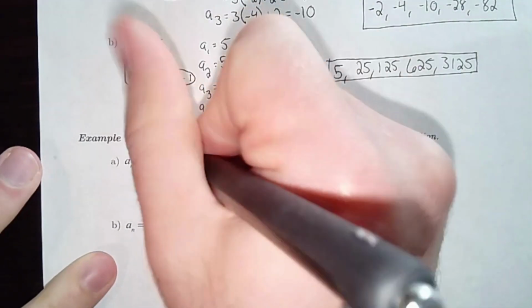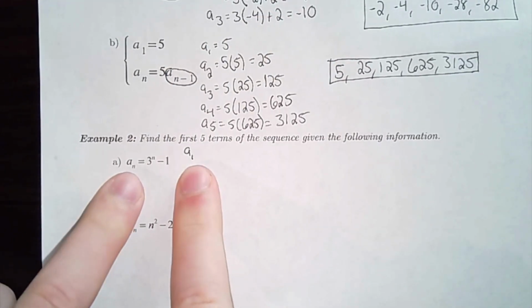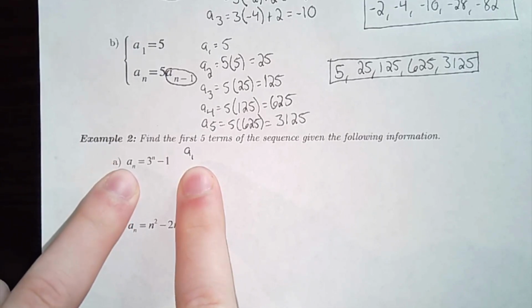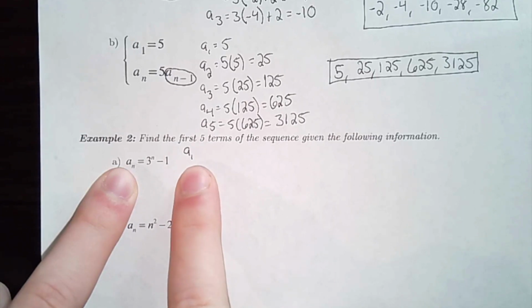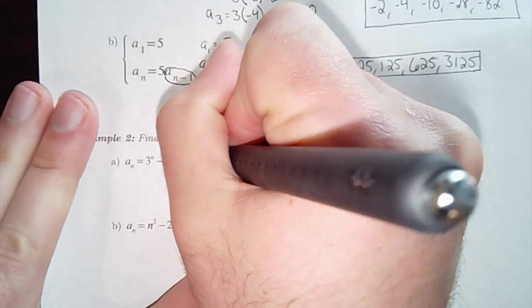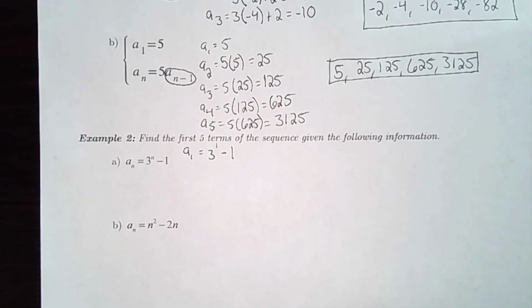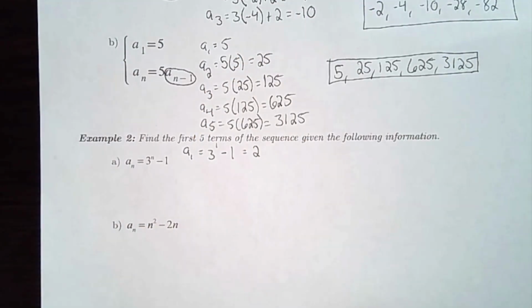If I want to find my first term, a sub 1, I'm choosing my n value to be 1. Okay, and that's on a subscript of a. But that n is the same n that's a part of the formula. So if I choose this to be a sub 1, I need to plug 1 in for n. When I do that, I have 3 to the power of 1 minus 1. Well, 3 to the first is just 3. 3 minus 1 is 2. That's the first term.